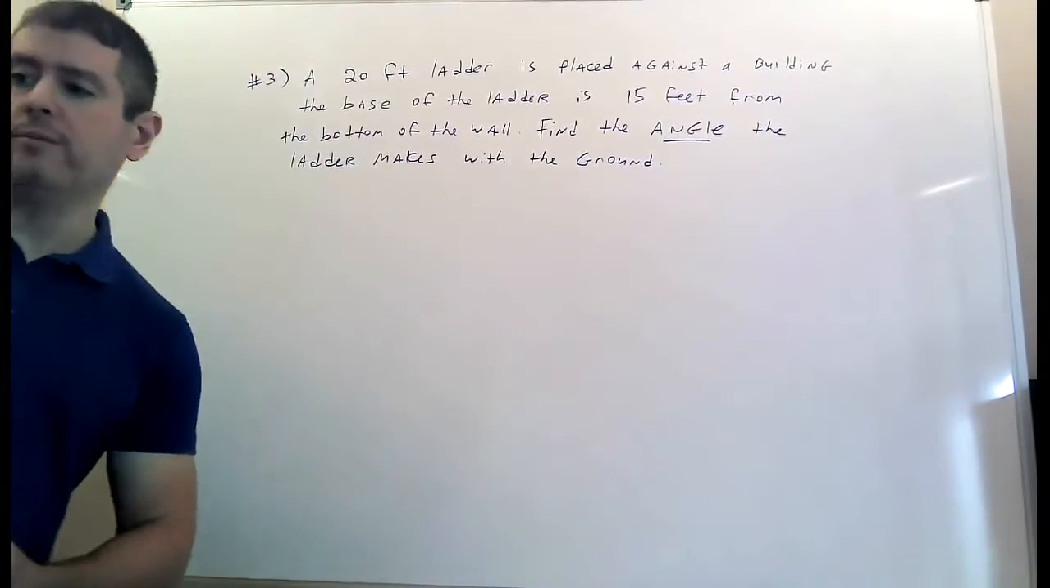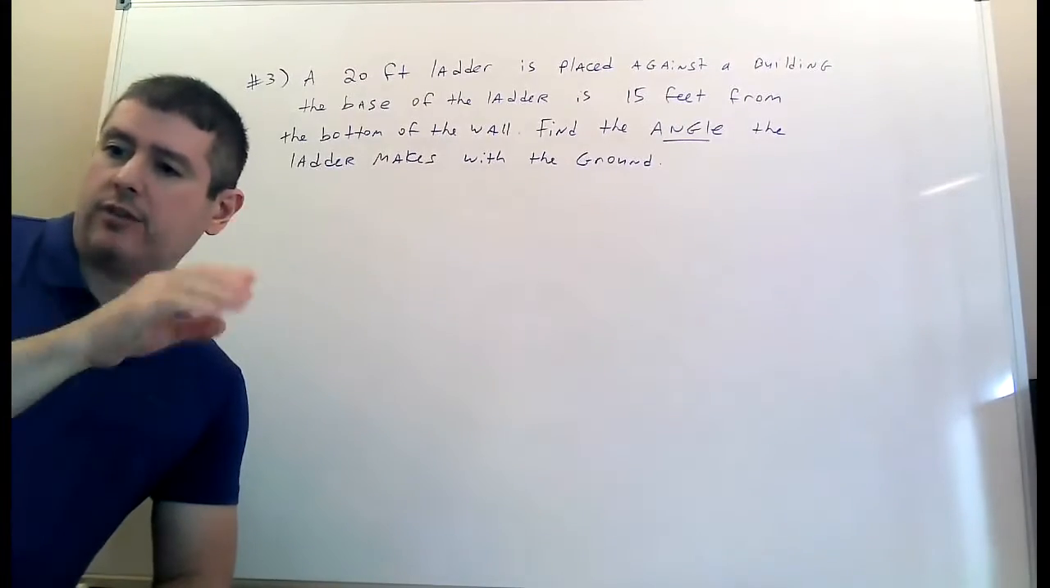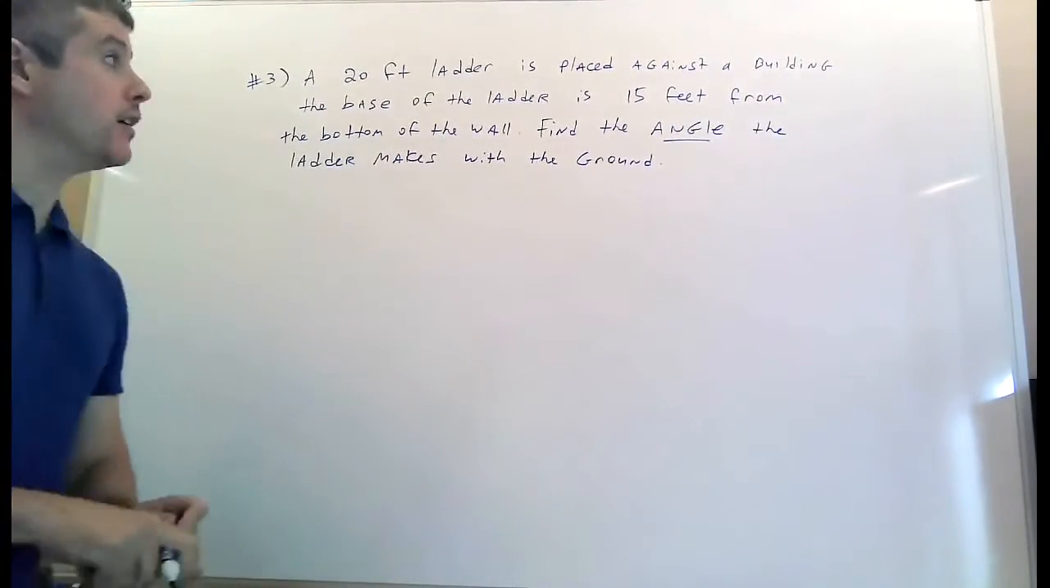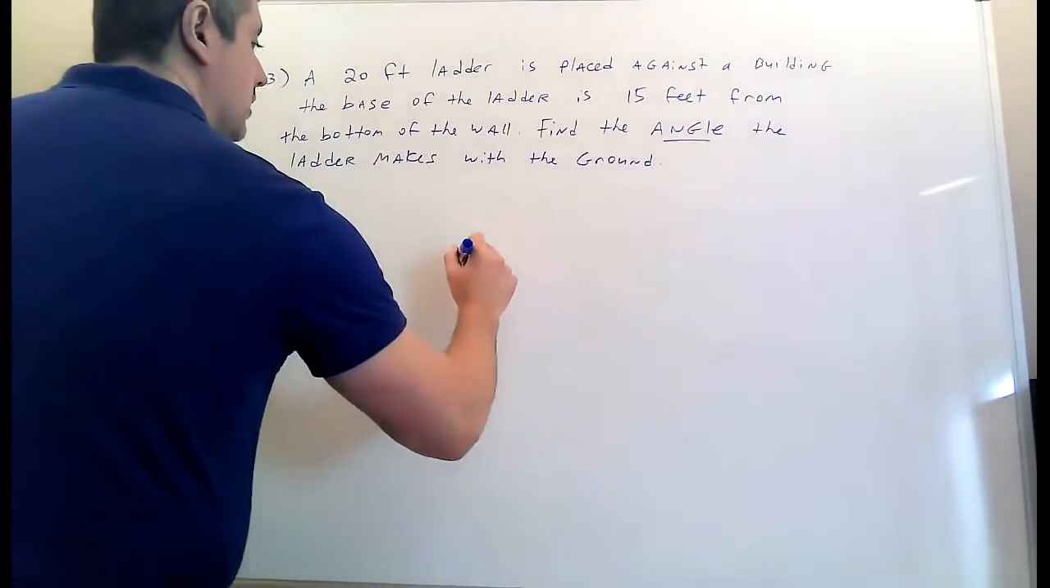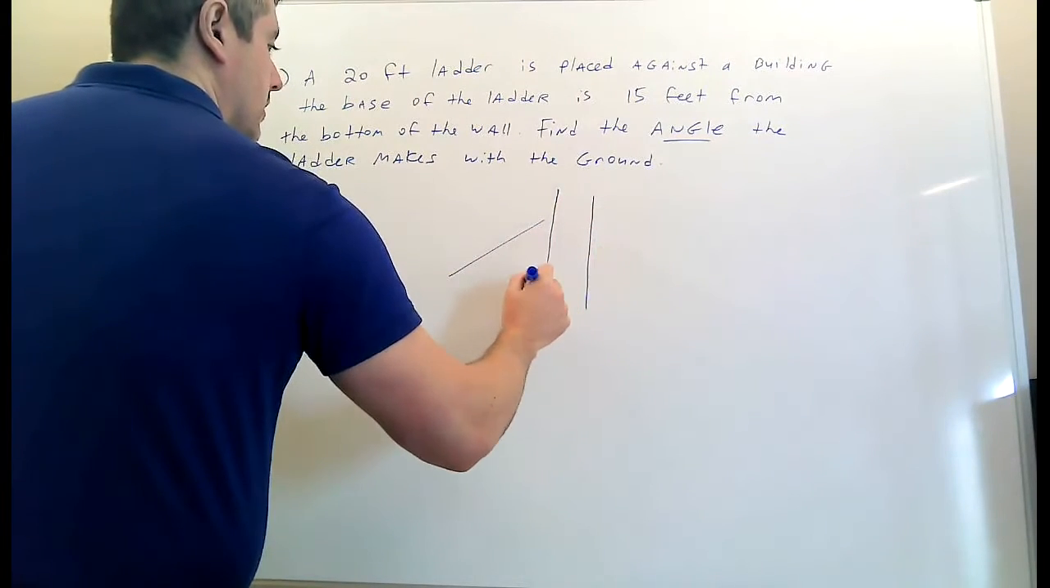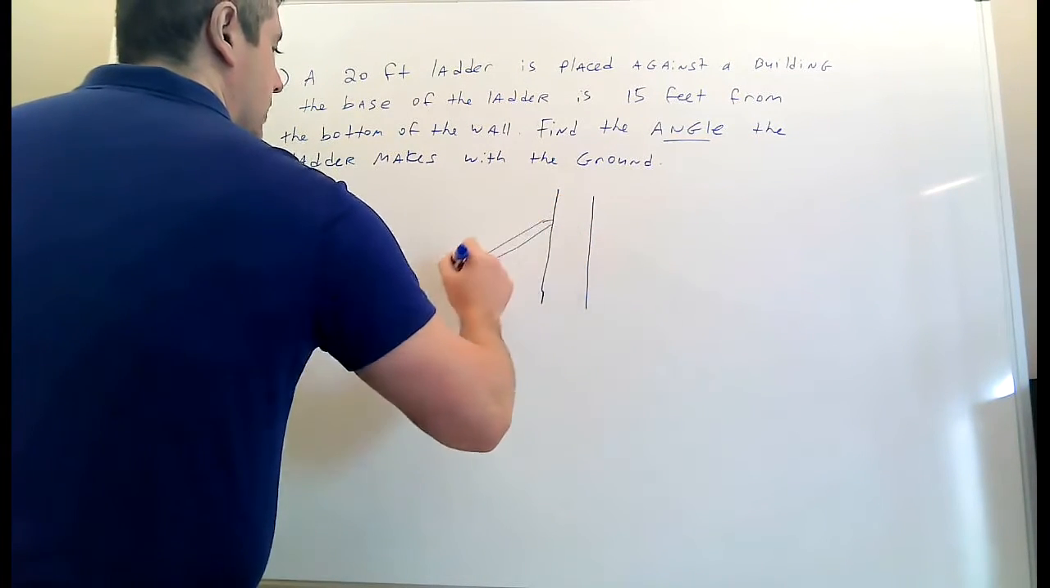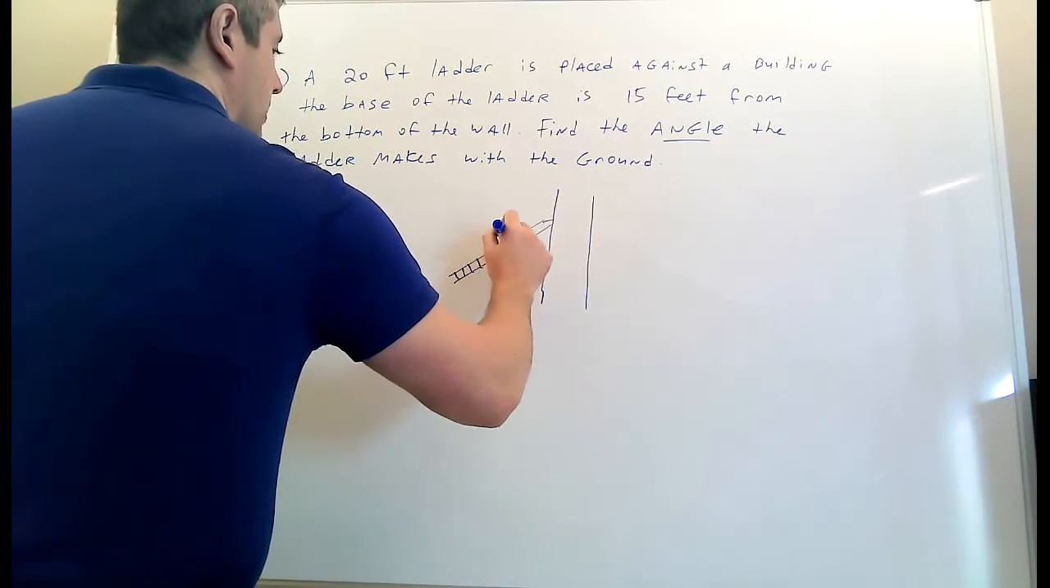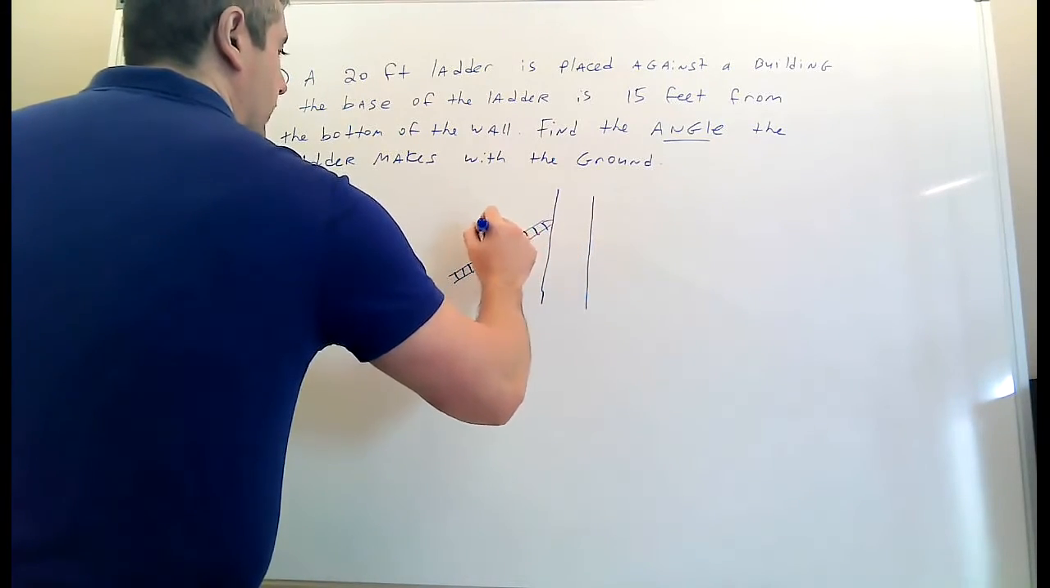All right, the third one. So you have a ladder leaning against the building, right? They tell you that the ladder is 20 feet long. So make a ladder. Here's your building. There's a ladder. And they tell you the ladder is 20 feet long.